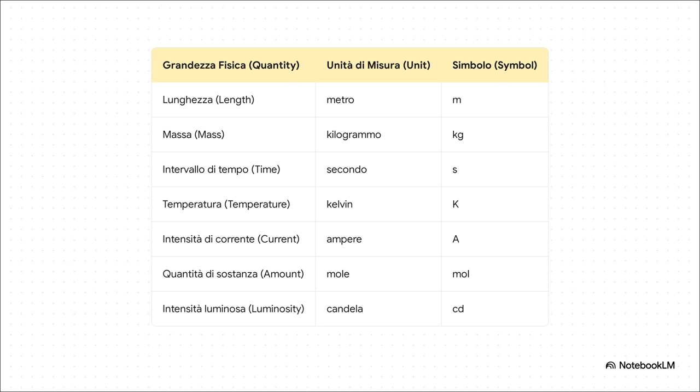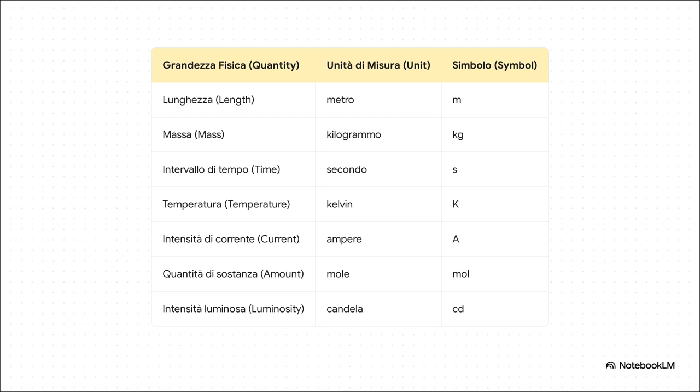Then we have 4 more that you'll see constantly in physics and chemistry labs. Temperature. Now this is important. Its SI unit is the Kelvin, not Celsius. Then there's electric current in amperes. For chemistry, the amount of substance is measured in moles. And finally, you have luminous intensity, which is really just a precise way of saying brightness, and that's measured in candelas.